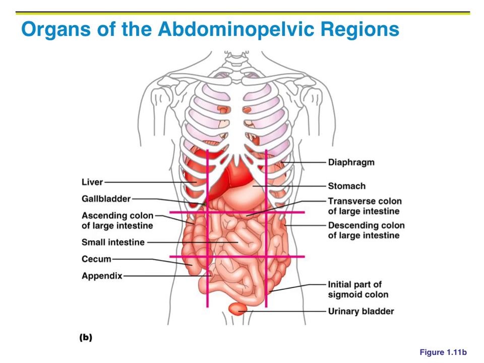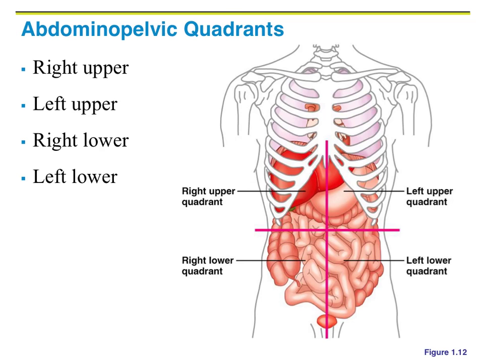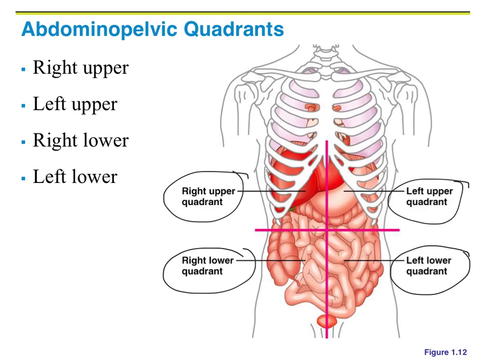In slide 27, you need to be aware of where the organs rest within the abdominopelvic regions. So you do need to know where the organs are placed in reference to the 9 abdominopelvic regions. And in slide 28, you need to also be able to label the 4 quadrants of the abdominopelvic area. So there's the right upper quadrant, the left upper quadrant, the right lower quadrant, left lower quadrant.